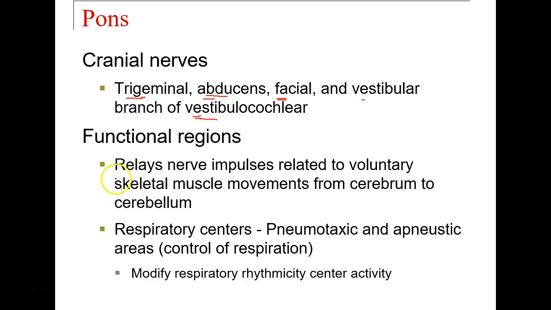Functional regions, we are relaying nerve impulses every which way we can. So related to voluntary skeletal movements from the cerebrum to the cerebellum, so helping coordinate muscle movements. And then respiratory centers. So this is a big respiratory area. We have pneumotaxic and apneustic centers. So we are actually controlling respiration in this area. We're modifying the rhythmicity center activity. So we can tell ourselves to stop breathing. We can automatically tell ourselves to stop breathing, say as if we jumped into a pool. We automatically know to stop breathing, which is good.